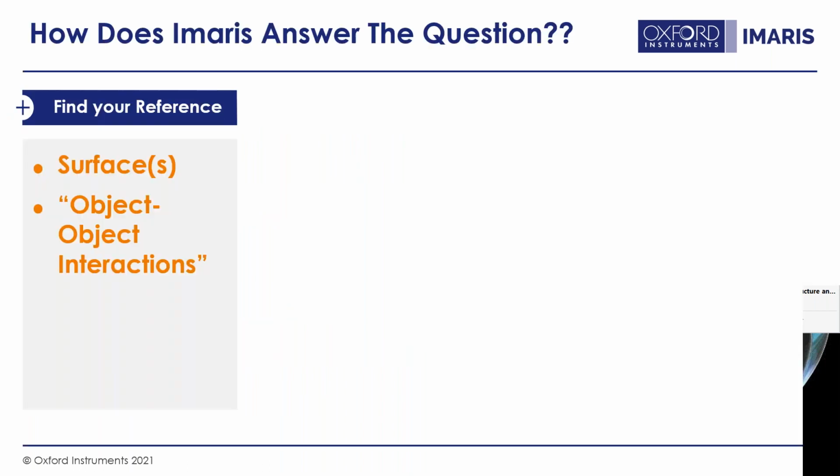So how do we approach and answer this question in Imaris? Again, first you find your reference. In this case, for my image, it would be the nuclei, and find those as surfaces. Make sure you've got the object-object interactions checkbox on.